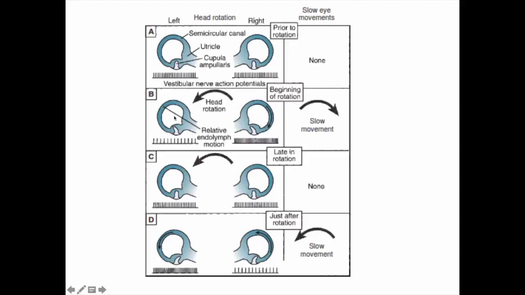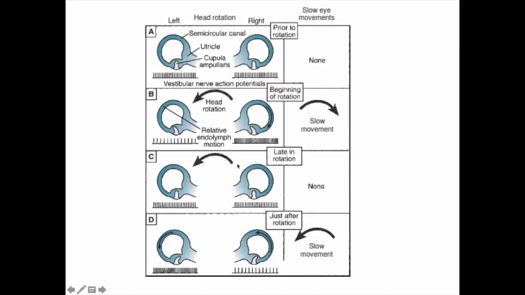Here on the opposite side, the movement is away from the kinocilium, so there is an inhibition, whereas here there is an excitation. So at the beginning of the rotation, on the side to which the head is being rotated, there will be an excitation, and at the same time an inhibition in the opposite semicircular canal and the receptor, which is in the same plane.